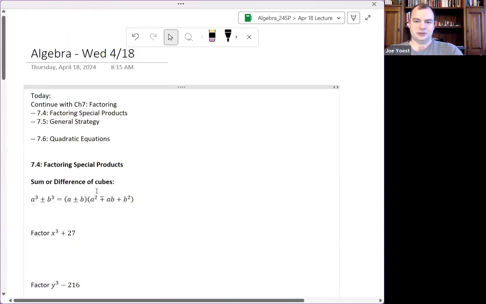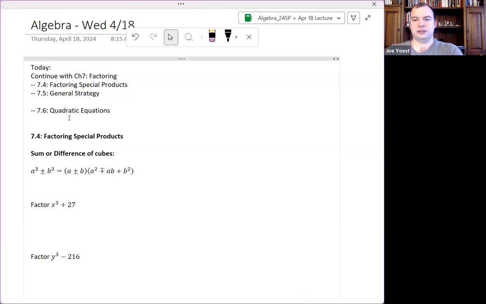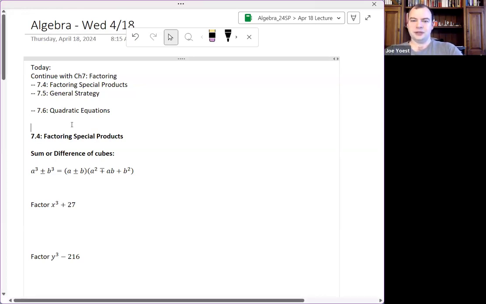We've talked about how to solve linear equations quite a bit earlier in the course. What about quadratic equations? What's the approach there? We'll see the approach is pretty substantially different than linear equations. Okay, so that is the plan for today.